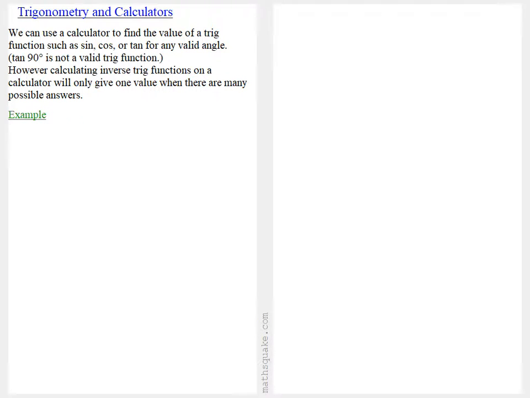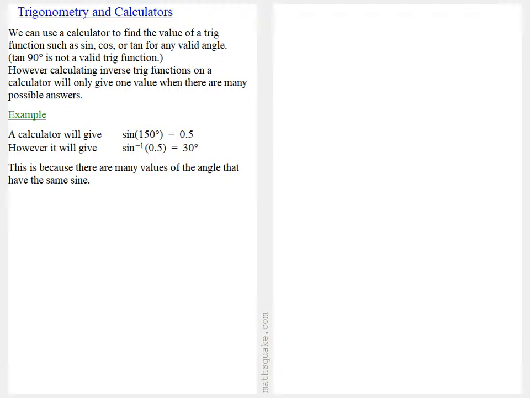For example, a calculator will give the sine of 150 degrees as 0.5. But if we reverse that and ask for the inverse sine of 0.5, the calculator doesn't give 150 degrees, it gives 30 degrees. Now this is because there are many values of the angle that have the same value of the sine. So sine 30, sine 150, sine 390, sine 510, sine of minus 210, sine of minus 330, sine of minus 570 degrees, and many more all have the value 0.5.